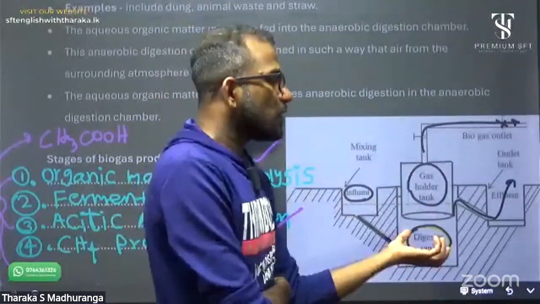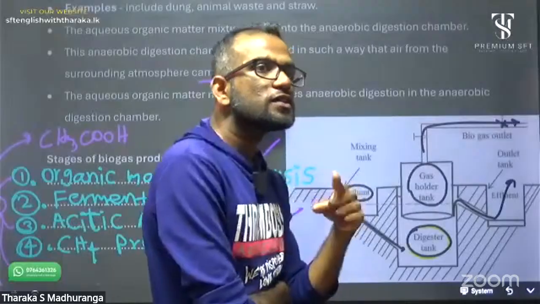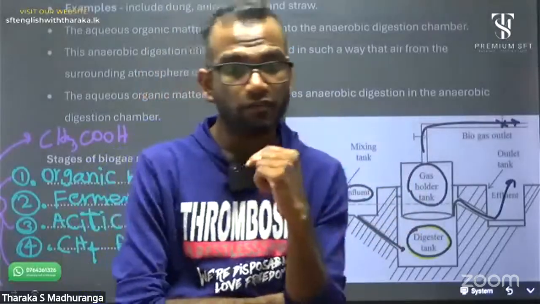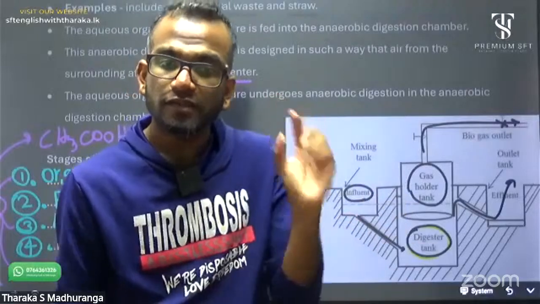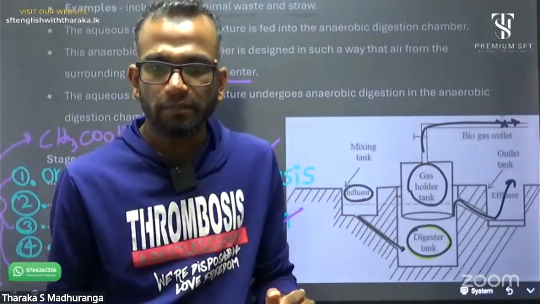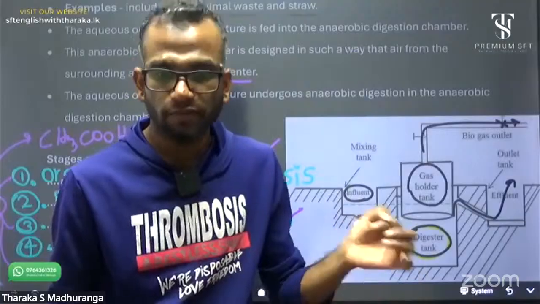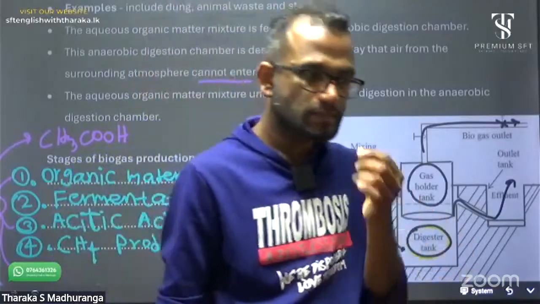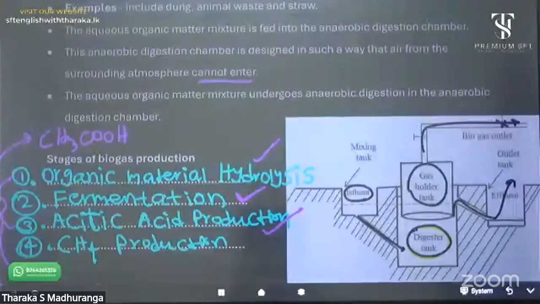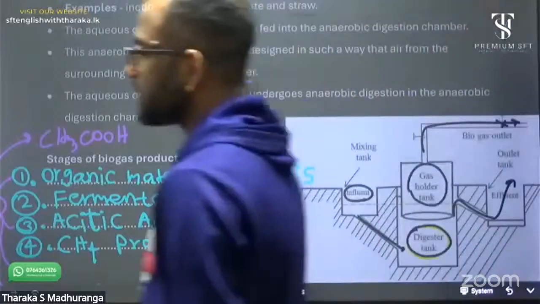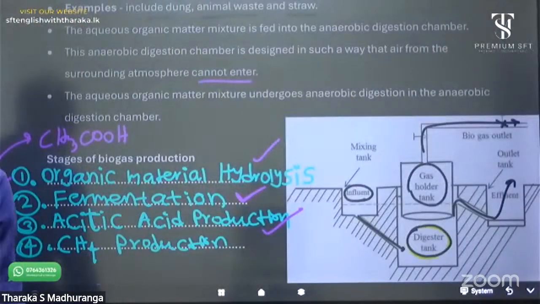And I told you compost production needs 5% oxygen requirement, but biogas production has 0% oxygen requirement, no oxygen requirement. That's the only difference. Understood? That's the difference between compost and biogas production. Not biodiesel, biogas. Okay, the microbial production is completed.